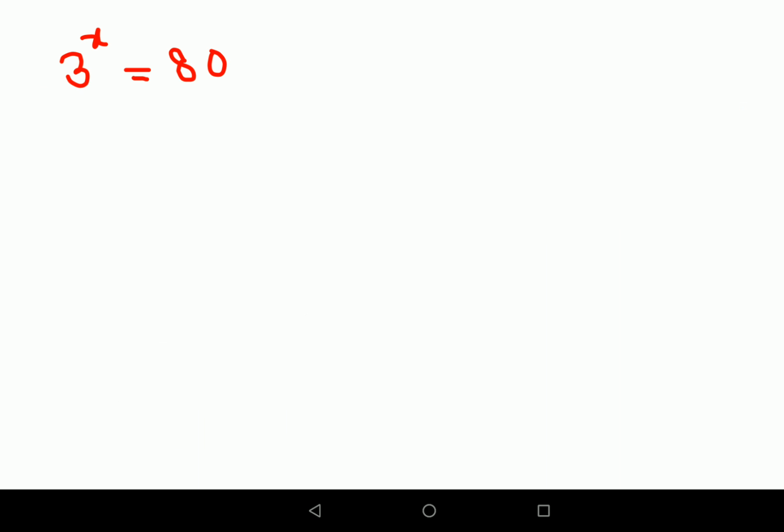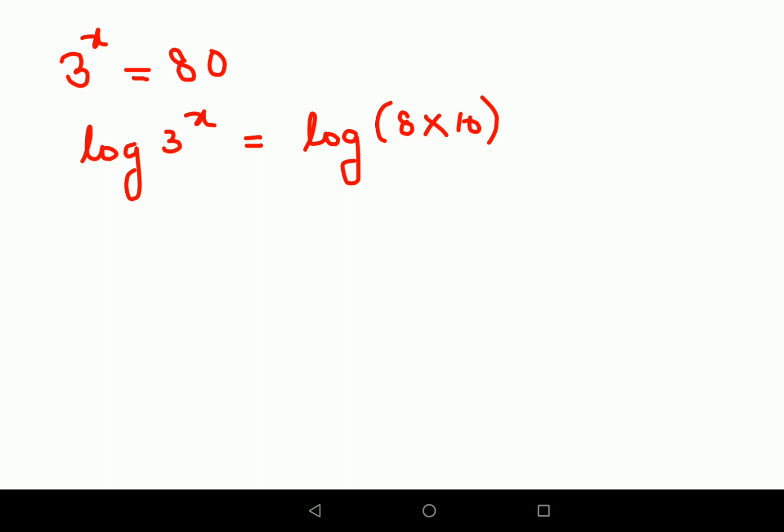So here, as you can see, we can't do anything further. So what we can do is apply log on both sides. Log of 3 raised to x equals, now instead of 80, let's write this as log of 8 into 10. Now why have I done this? You could have kept log 80 as log 80, but it's easier to simplify your steps as much as possible.